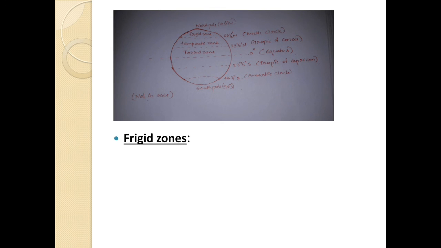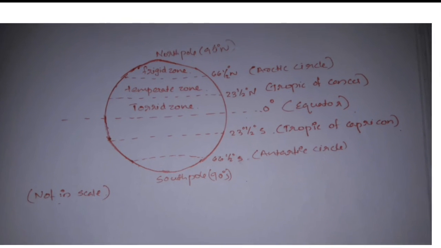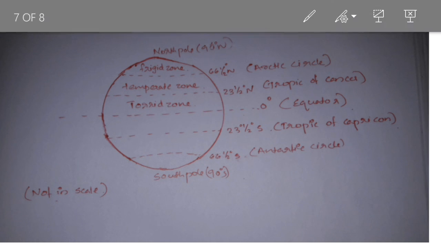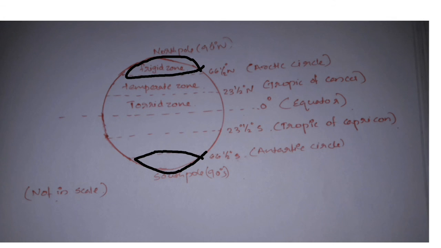Next area is frigid zone. Frigid zone is the area lying between the Arctic Circle and the North Pole in the northern hemisphere, and the Antarctic Circle and the South Pole in the southern hemisphere. I have marked frigid zone in the northern hemisphere. You can see 66.5 degree north to 90 degree north is the frigid zone at the North Pole, and 66.5 degree south to 90 degree south at the South Pole is the region where frigid zone is present in the southern hemisphere.